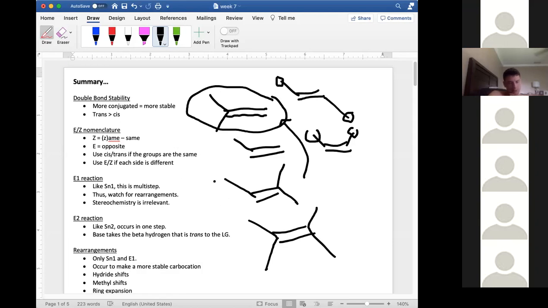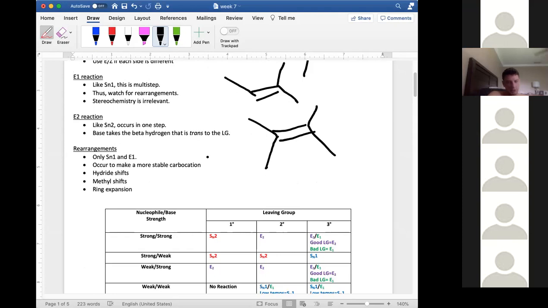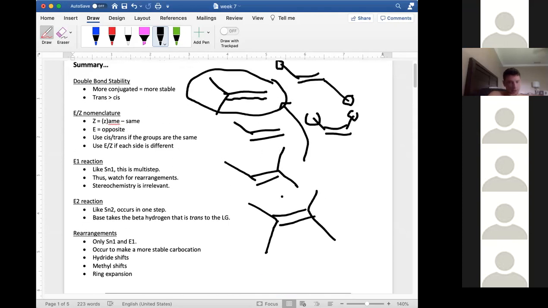It comes down to relativity, and I'll show you guys an example that touches on this as well. But the general concept that you guys need to apply is the more stable, the better for E1, and in order to create a more stable one, the more conjugated it has to be.